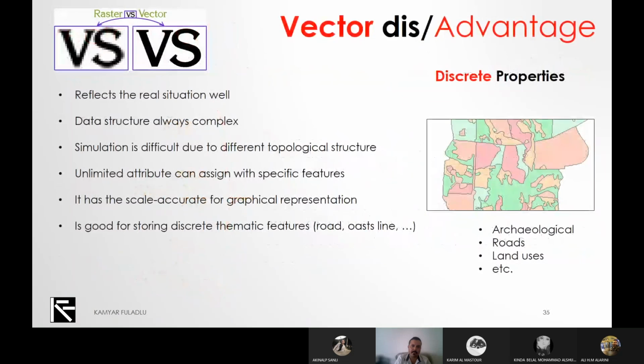Now, what are the vector advantages and disadvantages? First of all, it reflects the real situation. You can easily, by looking at this image, understand this area, let's say this orange area or this green area, start from here and then finish there. Exactly start from here and exactly finish there.